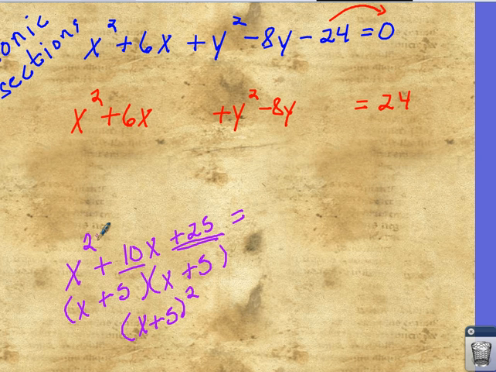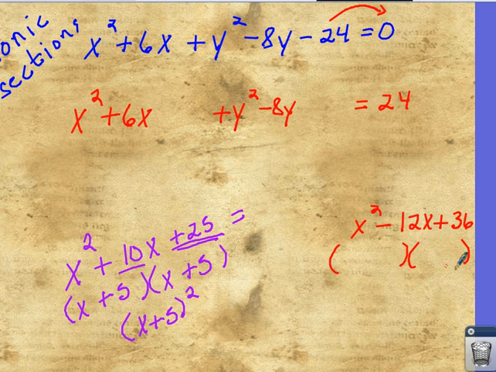Okay, what number could I add to this to make it a perfect square? Let's do one more. X squared minus 12x. Take half of it, square it, add it to it. What number would I add here? 36, good.